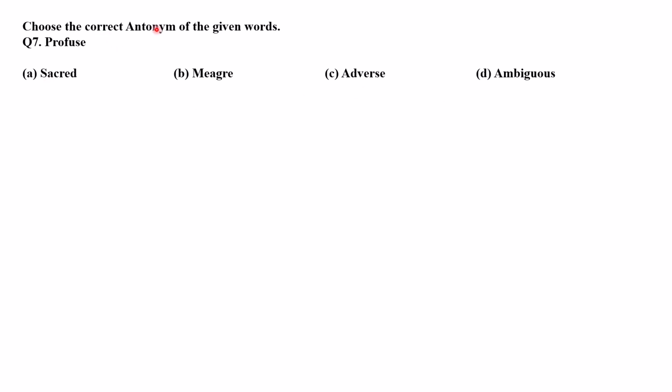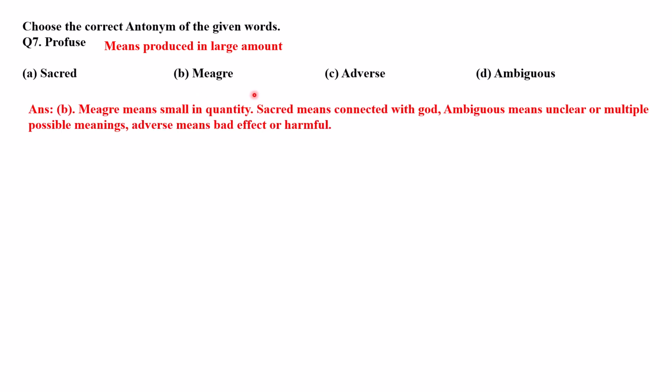The meaning of profuse is produced in larger amount. So the opposite will be something in smaller amount, isn't it? So from there you can see B will be the correct option. Meagre means small in quantity. Sacred means something related to God. Ambiguous means something unclear, which may have multiple possible meanings. Adverse means bad effect or something harmful. So the correct option is option B.